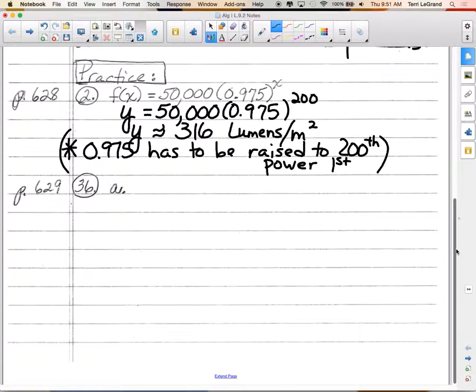Wait, I'm confused because mine did the opposite. You just did it? Yeah, I'm confused. Well, that's because you're just following order of operations here. So I wanted you just to take 50,000 times the 0.975, stop, and just hit enter, and then take that answer to the 200th power. That's what I want you to try.